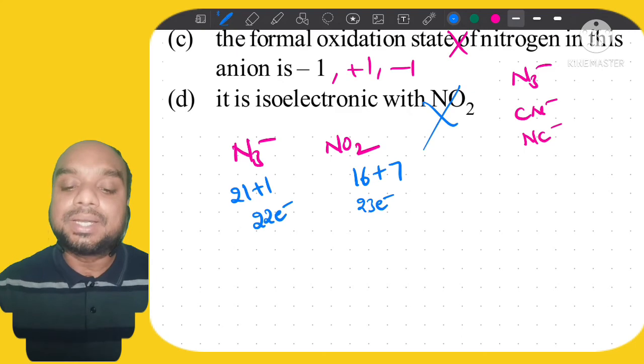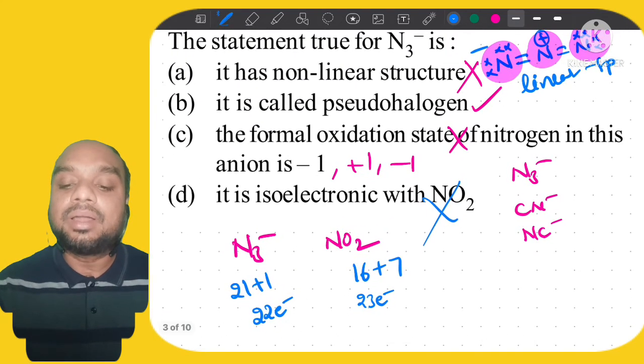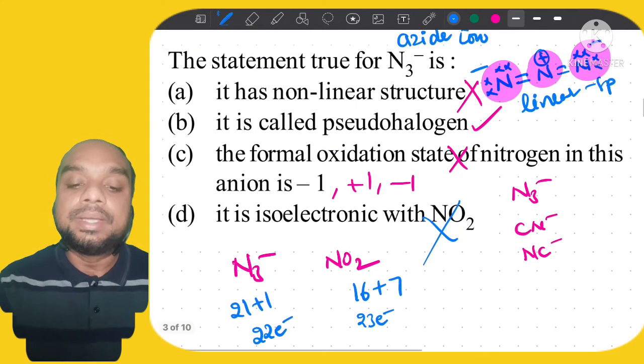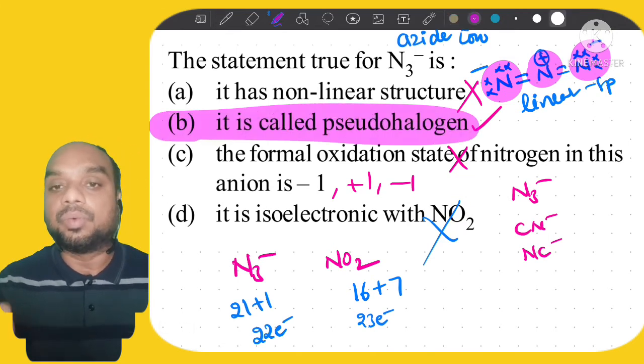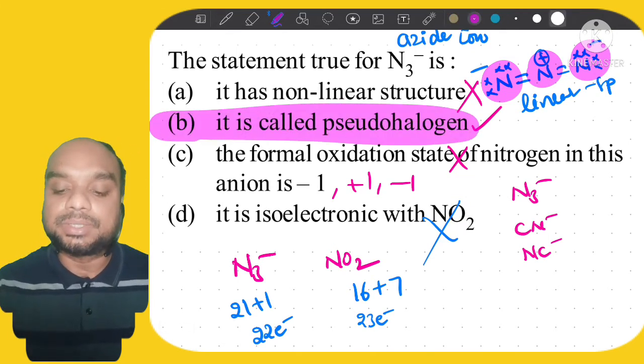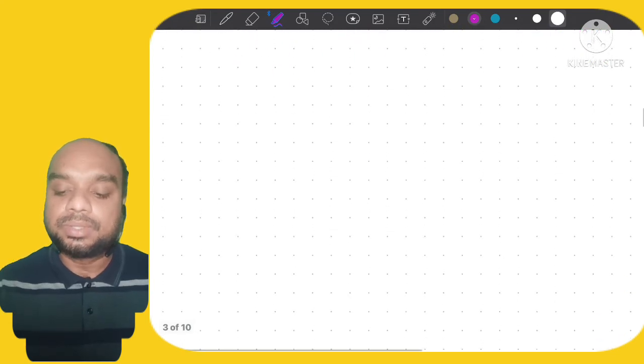So what is the correct answer here? It is called pseudo halogen. So here what we have to choose? B option we have to choose. B option. Next question.